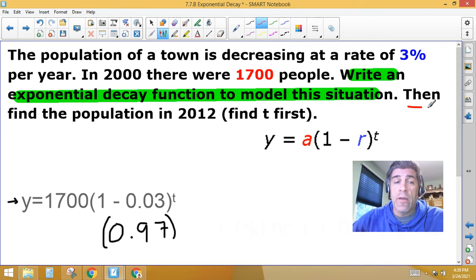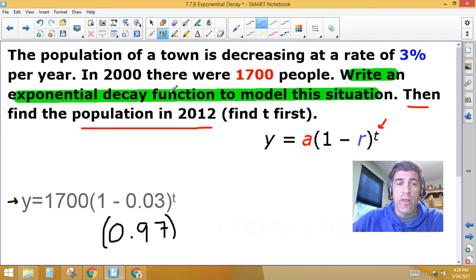And now I want to find the population in 2012. So if I want to find it in 2012, I've got to do some math because the t is not going to be 2012. That would mean 2012 years later. The initial amount was 2000. It jumped to 2012. You've got to find the t. The t is just going to be 12 here.